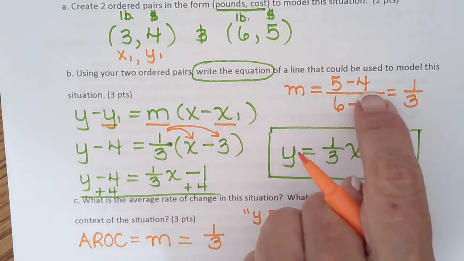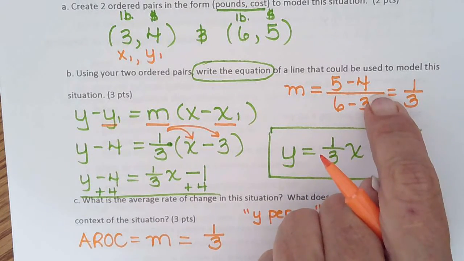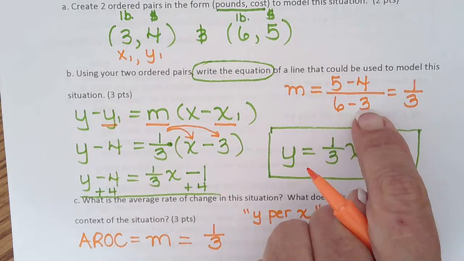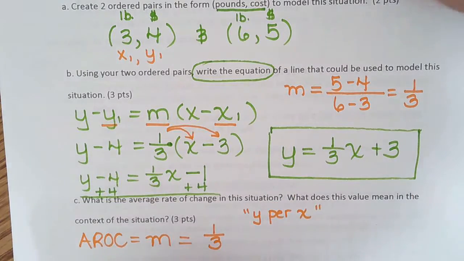This is read as per division, and the x's are in the denominator. So that's where the y per x comes from. And so we look up here and we go y dollars per pound. So 1/3 dollars per pound.